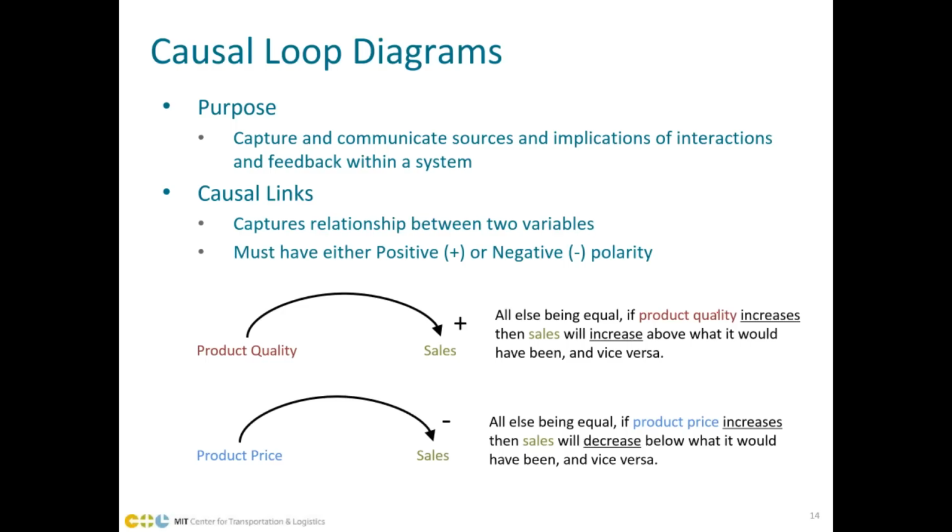Now, if you look at some other system dynamics texts and other literature, sometimes they use slightly different notation. Instead of a positive, they will use an S for same. It moves in the same direction. And for negative, they'll use an O for opposite. So it makes sense, but we're going to stick with the more standard nomenclature of the plus and the minus, but it really says the same thing. Okay, so those are causal links.